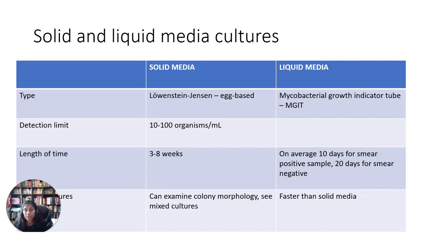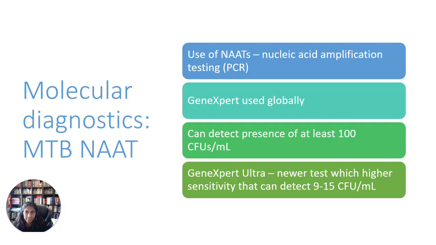So on average, if there's a sample that is smear positive, meaning there's a higher burden of disease and organisms, on average, it'll turn positive after 10 days. If it's smear negative, lower burden of infection and organisms, it can turn positive on average 20 days. So it's faster than solid media, as you can see. One of the advantages of solid media over liquid media is that you can actually see the colony morphology, so you can see if there are mixed cultures of multiple species of mycobacteria, for example.